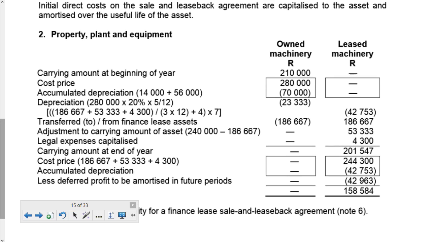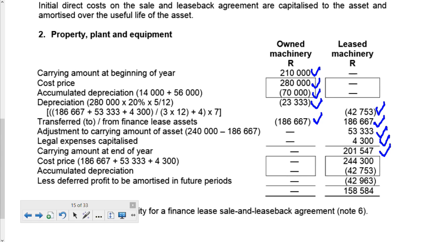I start with a carrying amount of 210, which is 280 less ACDEP. I then depreciate 23,333 and I land up with 186,667, which I transfer to leased machines. Reclass, owned to leased. Then once it's in leased, I do an adjustment to get it up to the 240 and I put in the costs and I land on 201,547. Then I depreciate, there's the depreciation, 42,752.